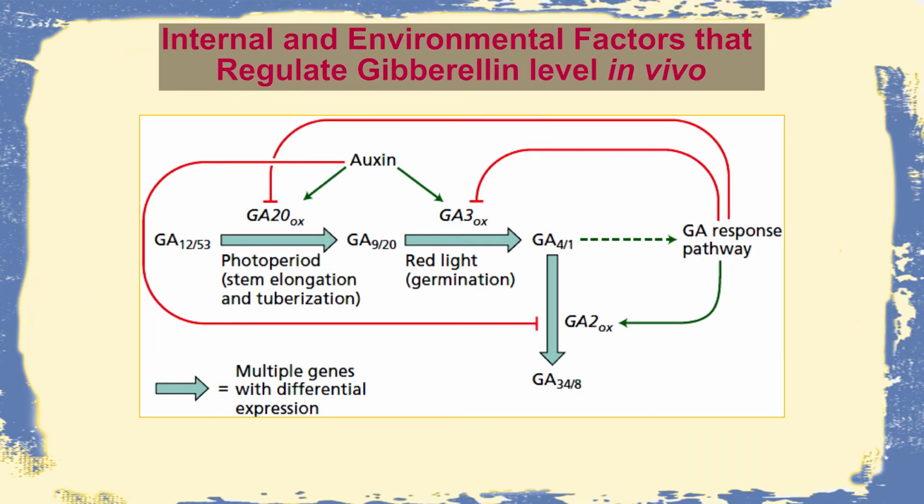Now, this figure summarizes all the different internal and environmental factors that regulate the level of gibberellin in plant. For example, photoperiod and red light promote gibberellin biosynthesis. On the other hand, the internal factor auxin also promotes gibberellin biosynthesis. These two factors inhibit gibberellin degradation. The products of the gibberellin signaling pathway or gibberellin response pathway have a negative feedback effect on gibberellin biosynthesis and positively regulate gibberellin degradation.